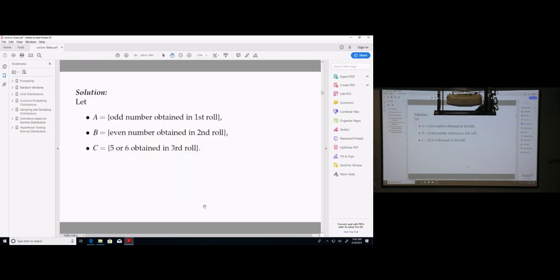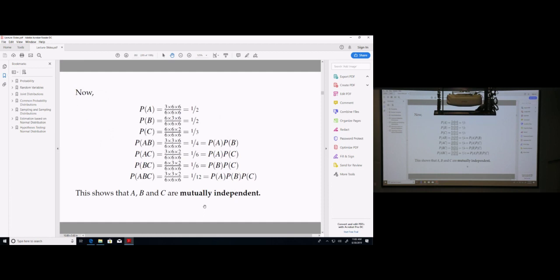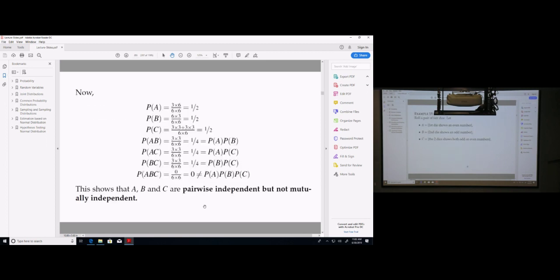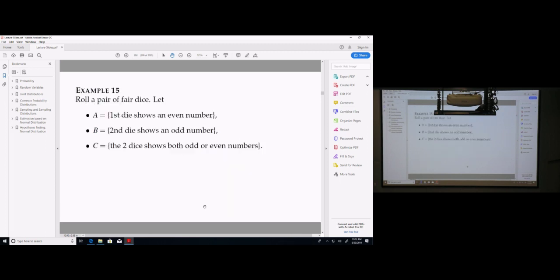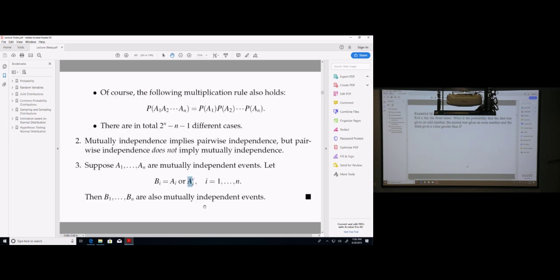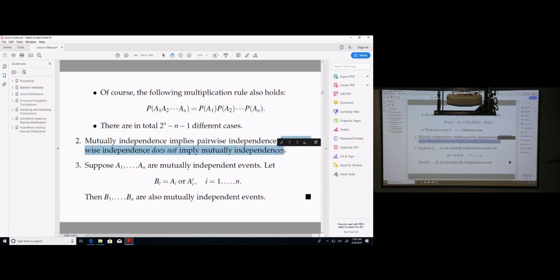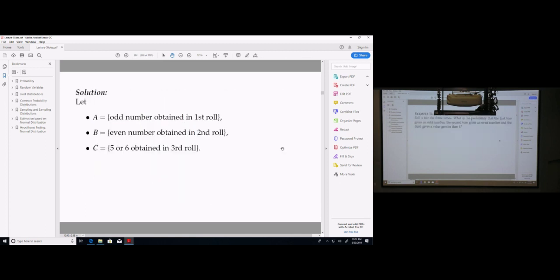Now I look ahead first. Here is an example of mutually independent for 3 events, and this is a counterexample for pairwise independent but not mutually independent. So this is an example to substantiate this statement here. All right, so let's look at the examples.